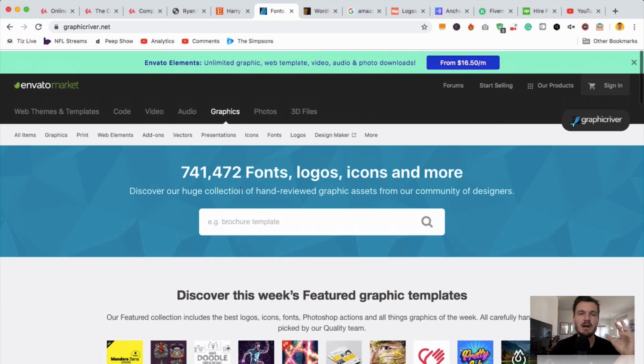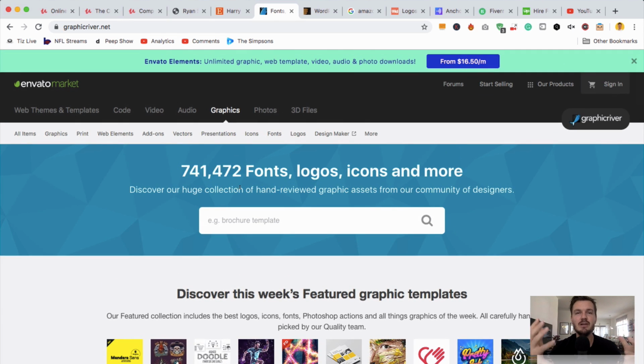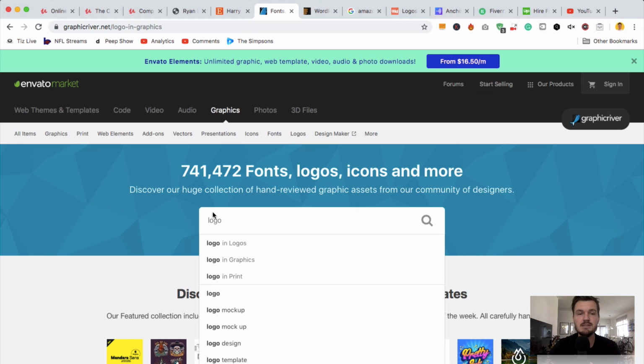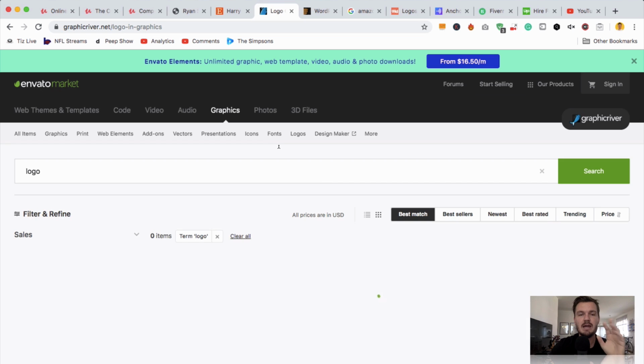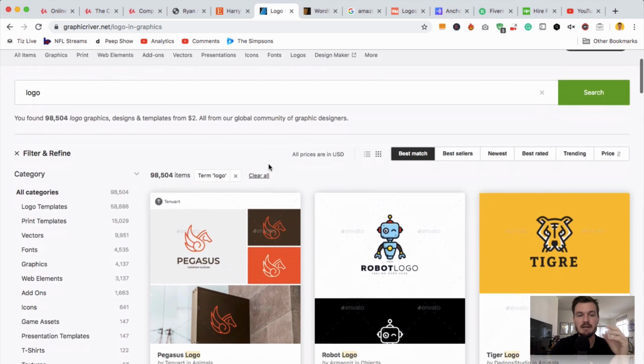So for example, rather than just being good at creating a logo for one company, you would sell a logo template, which thousands of companies can use and thousands of people could end up buying and using. Let's search for a logo here and I'll show you just how big this can scale.